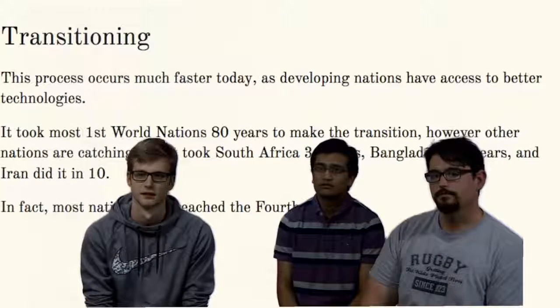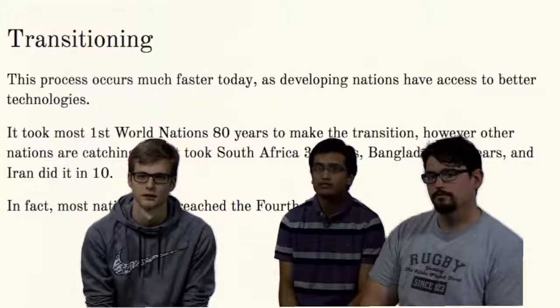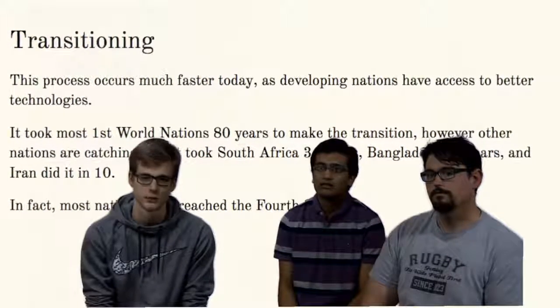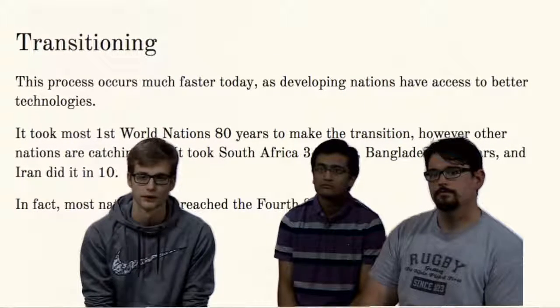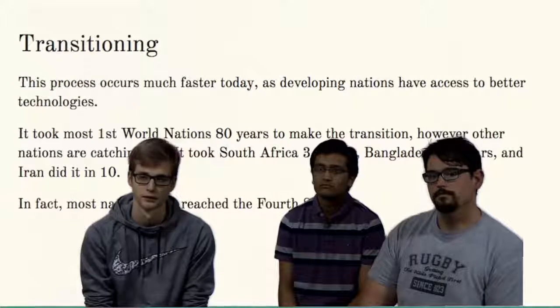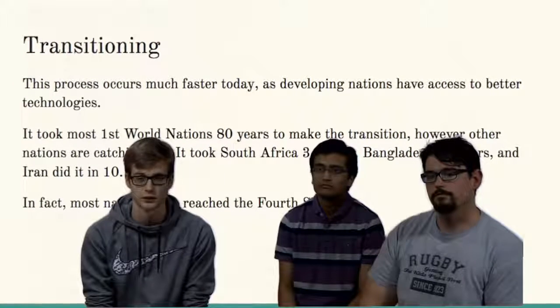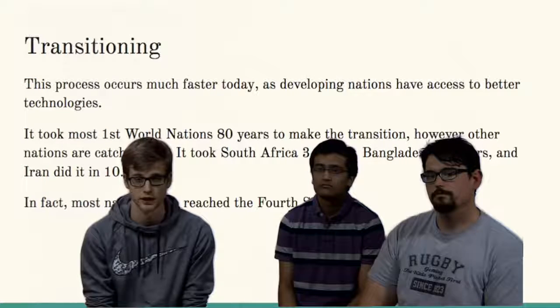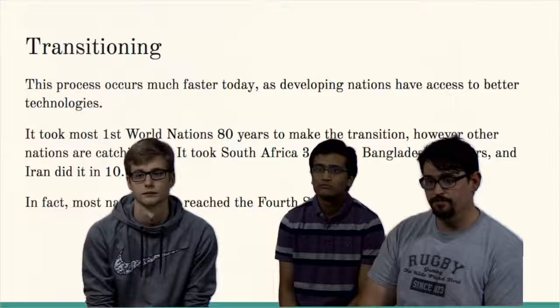This process occurs much faster today, as developing nations have access to better technologies. It took most first world nations 80 years to make the transition. However, other nations are catching up quickly. It took South Africa 34 years, Bangladesh 24 years, and Iran did it in just 10. In fact, most nations have reached the 4th stage.